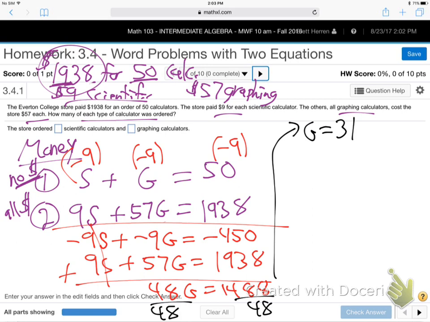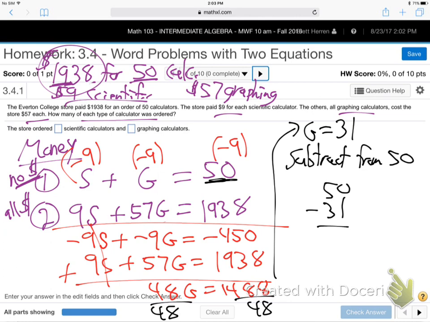And now we just plug that in. Or actually, you know what the easy thing to do on all these money ones? They bought 50 total calculators. So just subtract from 50, because you know there were 50 total. What's that, 19? 19 scientific calculators. They must have bought 19 scientific and 31 graphing. And we're done.